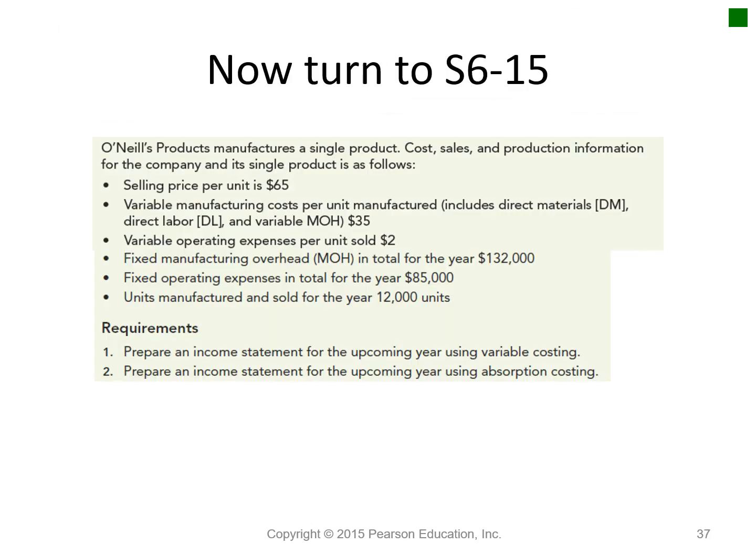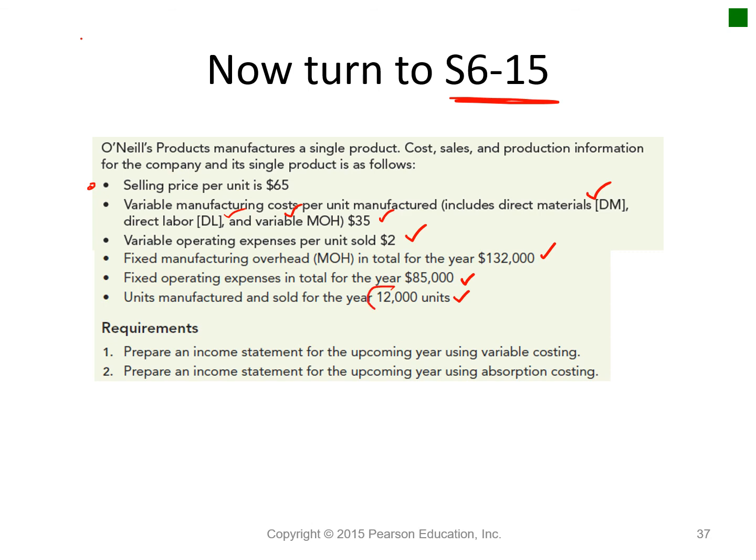Next up, we're going to look at a problem where we're actually doing both of these income statements. This is exercise S6-15, and O'Neill Products makes a single product. We've got cost, sales, and production information. Notice we've got the selling price. They're giving us all of our product costs, variable manufacturing costs per unit. We've got direct material, direct labor, variable overhead is $35. Variable operating is $2. Fixed overhead for the year is $132. Fixed operating is $85. And what they produced and sold is 12,000.